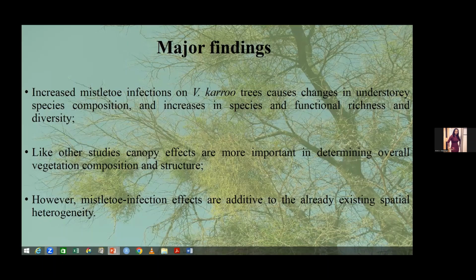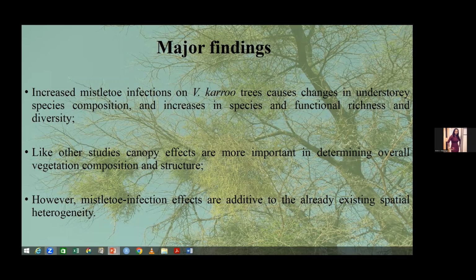So what were our major findings? Our mistletoe-phily index results show that many species had a higher affinity towards canopy patches compared to intercanopy spaces. And at a microhabitat level, they were mostly attracted to high mistletoe-infection canopy patches. So what does this mean? The proliferation of mistletoe infections on Vachellia karroo trees seems to result in changes in the species composition and functional traits, and it also increases species richness and diversity.